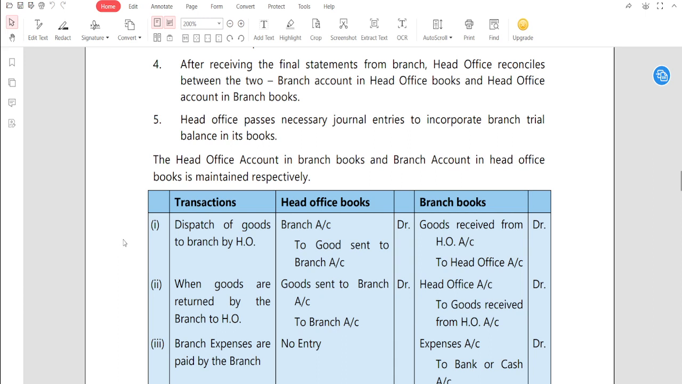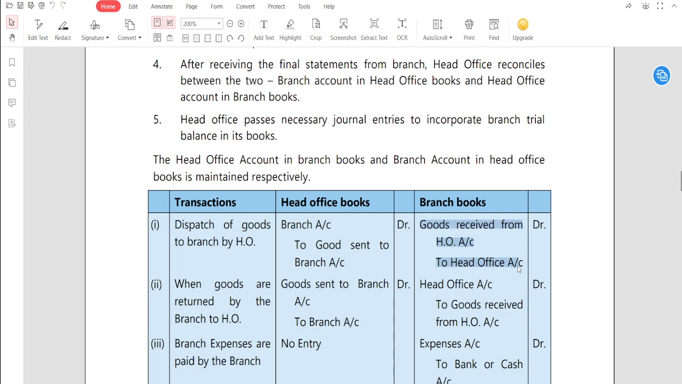Now let's see how the HO books and the branch books are maintained. First of all, dispatch of goods to the branch by HO. It means goods sent to branch. When goods are sent to branch, we know the entry: branch account debit to goods sent to branch. This is the typical entry. You know that very well. For the last 5-6 classes, we have done this entry a lot of times. But in the books of the branch, the entry changes: goods received from HO account debit to HO account.